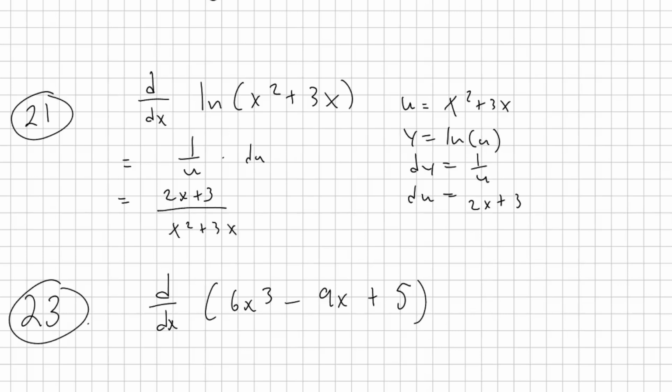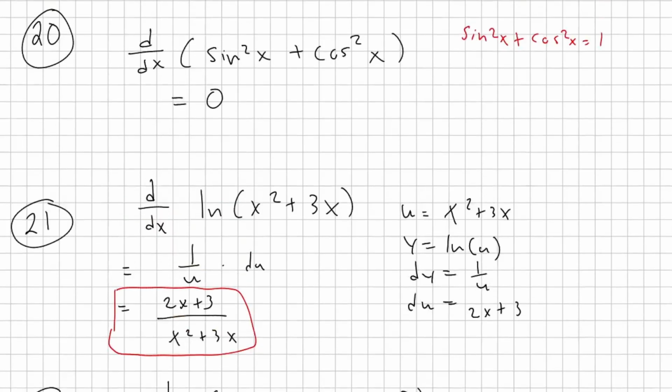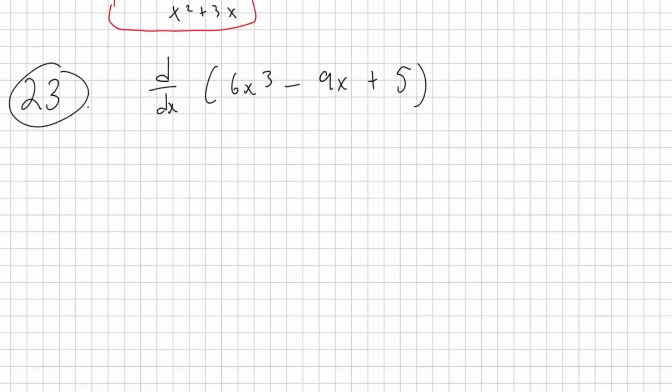I'm going to circle it in red. Oh, I forgot to circle this 0 as well. Let's circle that. Okay, so we have question 23. This is a fairly simple derivative. So it's just going to be 18x squared, using the power rule, minus 9. And that's it for this one. Circle that.